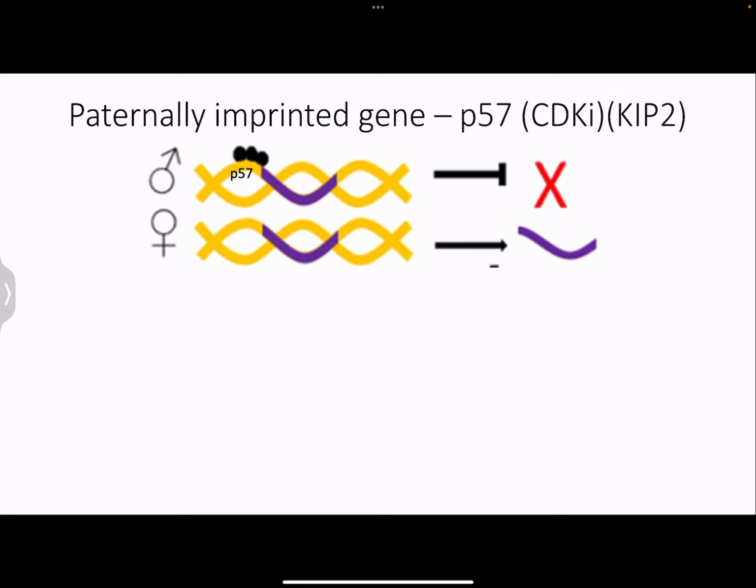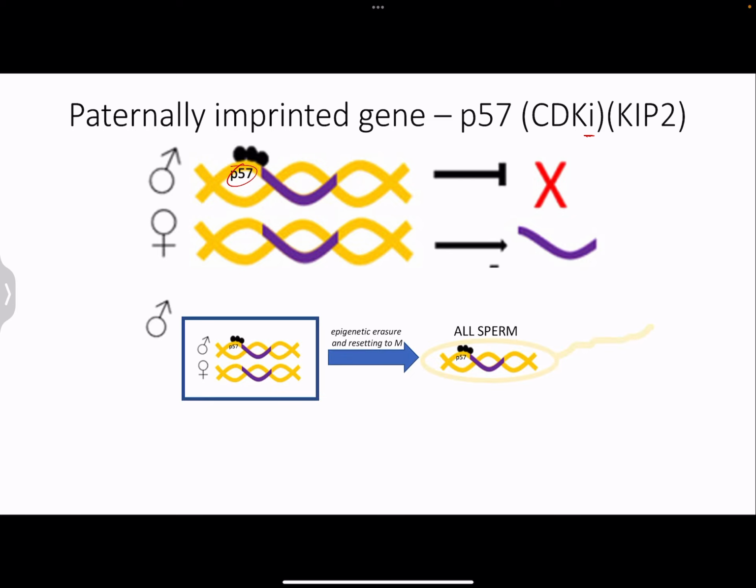So if we look at another gene, P57, P57 is going to be a CDK inhibitor. CDK is pro-growth. And so males are going to want to inhibit the inhibitor of the CDK, which is for growth. And the females are going to want to have it active because they don't want the baby to grow so much.